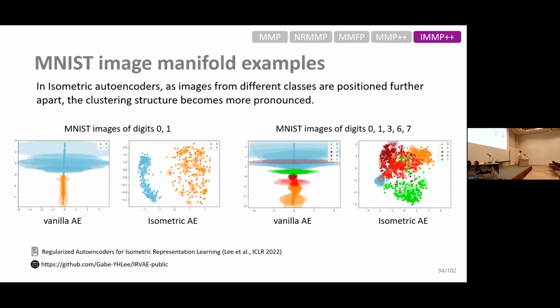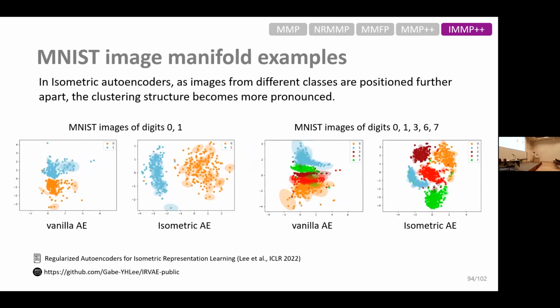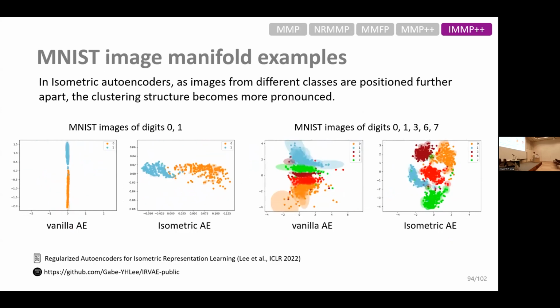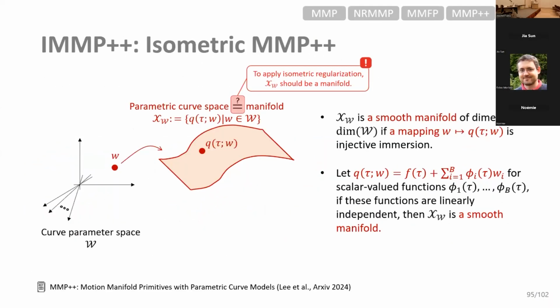These are some example results from the ICLR paper. With isometric regularization, MNIST images of different classes are placed further apart in the latent space, resulting in better clustering. Right, now we want to apply this isometric regularization to MMP++. So it's time to apply this to motion manifold primitives. The first step is to construct a Riemannian data manifold.